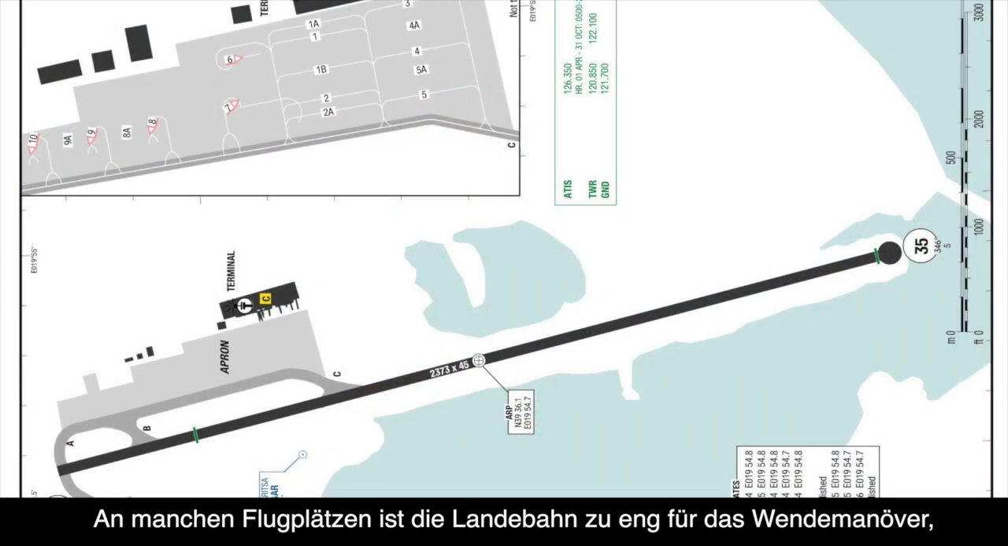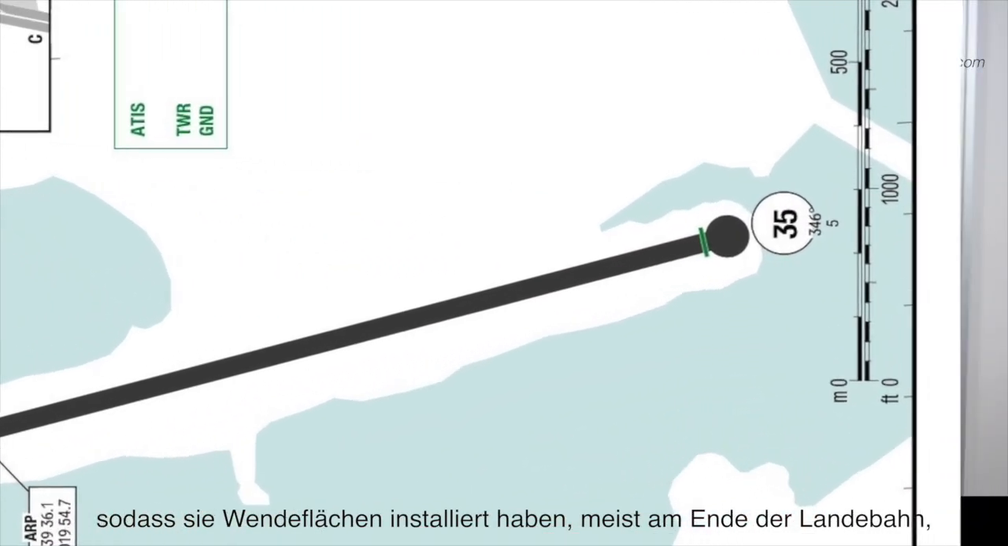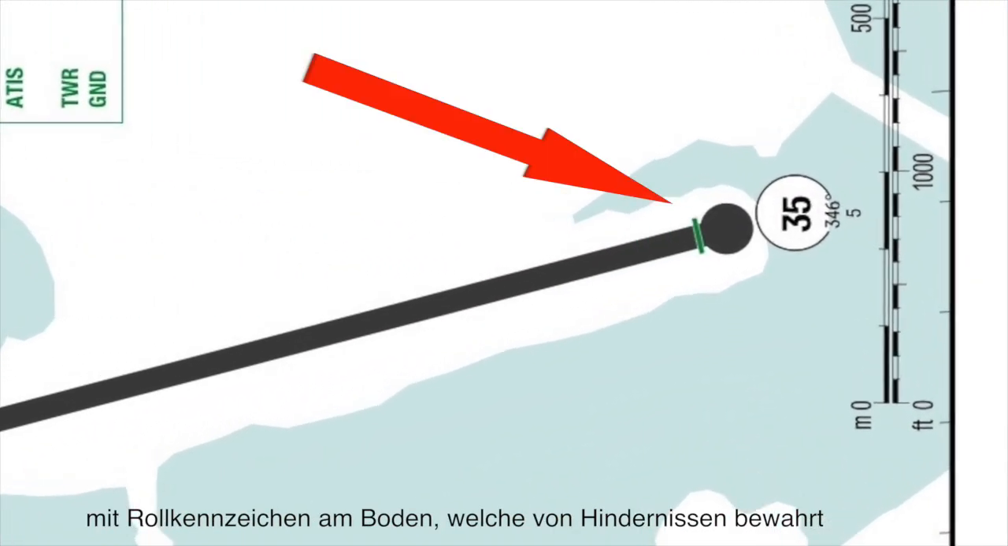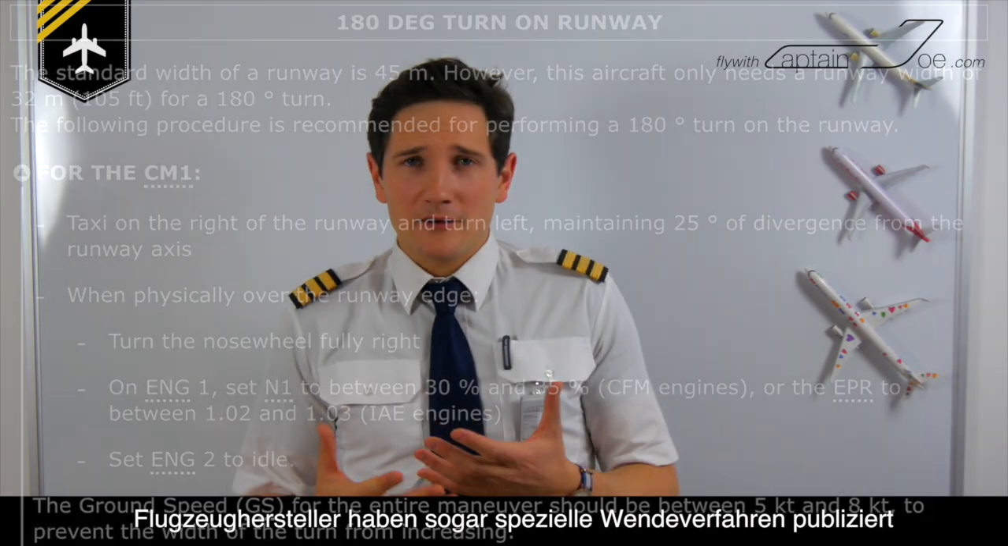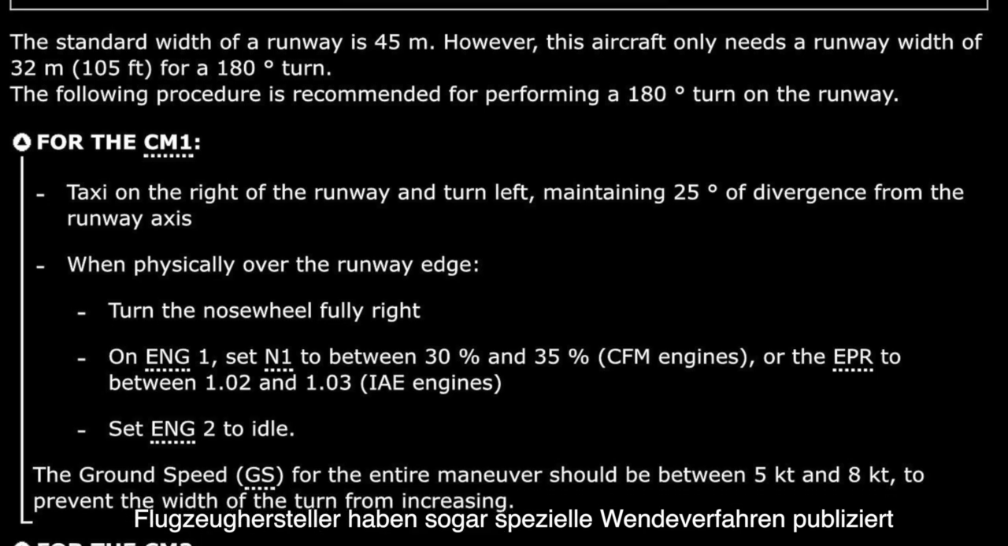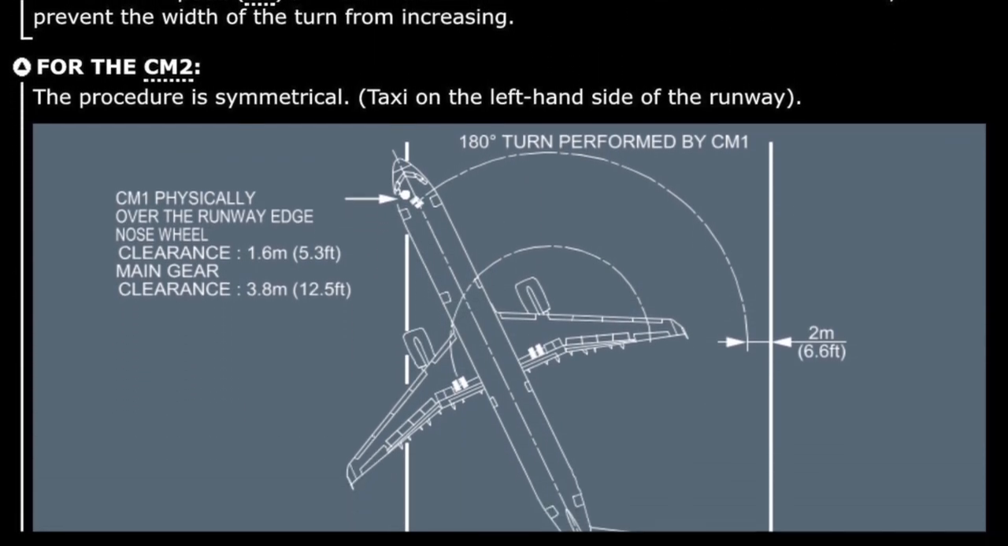At some airports, the runway is too narrow for the turn, so they've installed turning areas, mostly at the end of the runway, with a taxi guideline so that the aircraft is clear of any obstacles whilst performing the 180-degree turn. Even aircraft manufacturers have published procedures on how to perform the correct 180-degree turn in order to avoid rolling off the turning pad with your landing gear and to prevent tire abrasion.